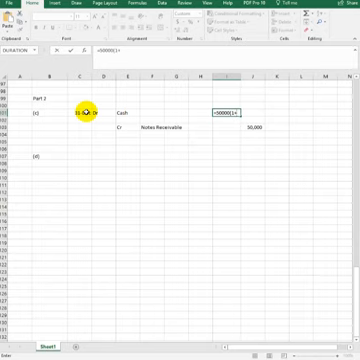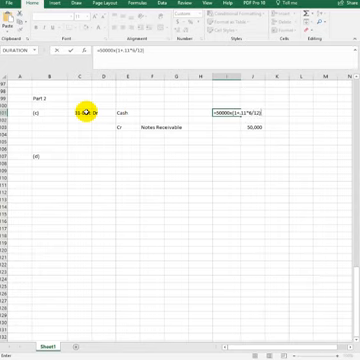times 1 plus 0.11 times 6 over 12, because we issued it at June 30th. I need to do a times, can't just stick the bracket in there.